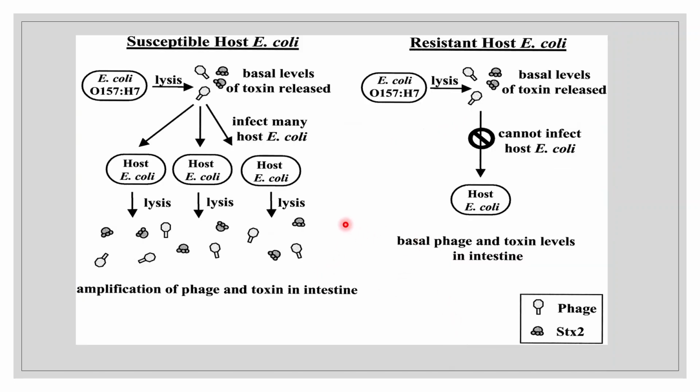So this is a picture which shows the difference between the susceptible host E. coli and the resistant E. coli. This is how they produce resistance towards the other infections, and this just shows how there's amplification of phage and toxins in the intestine.